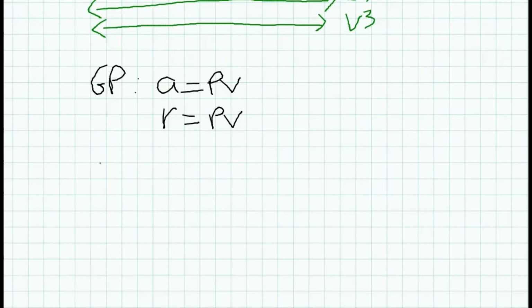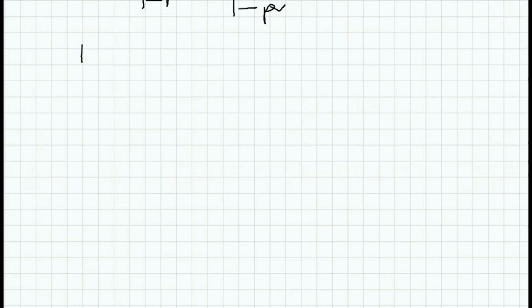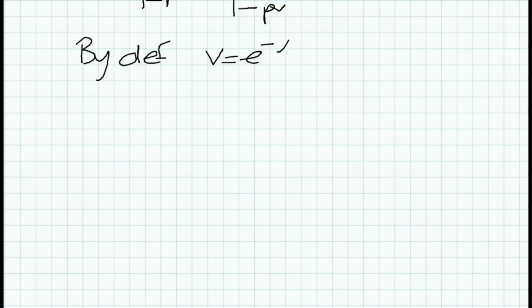Since we have a GP, we will use a over 1 minus r, since the geometric progression, as said before, goes on to infinity and does not have a defined end term. By substitution, a is equal to pv and r is equal to pv. By definition, we also know that v is equal to e to the minus delta. p is equal to e to the minus mu. Therefore, by substitution, we will get this equation.